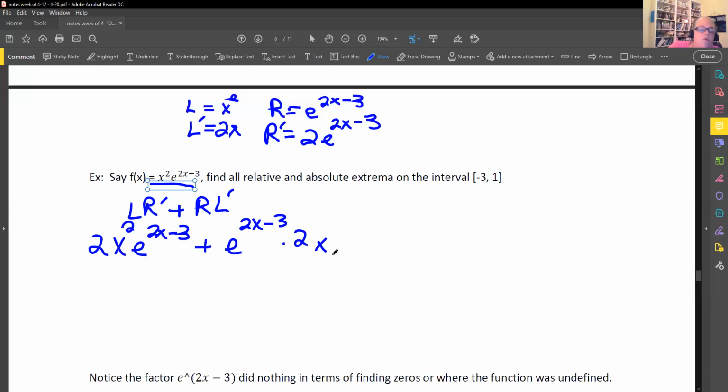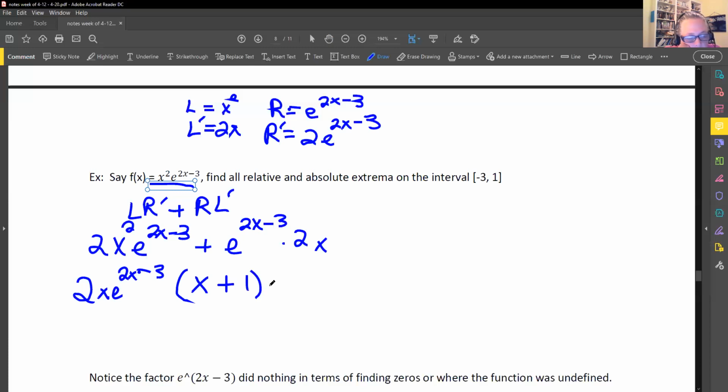So I'm going to go ahead and factor this. You see that they have some things in common. They have a 2 in common. They have an x in common. And they have an e to the 2x minus 3 in common. So I'm going to factor all that out. And when I divide that out, the first term, the only thing I'm left with is an x. And this one, there's nothing, so it'd be plus 1.